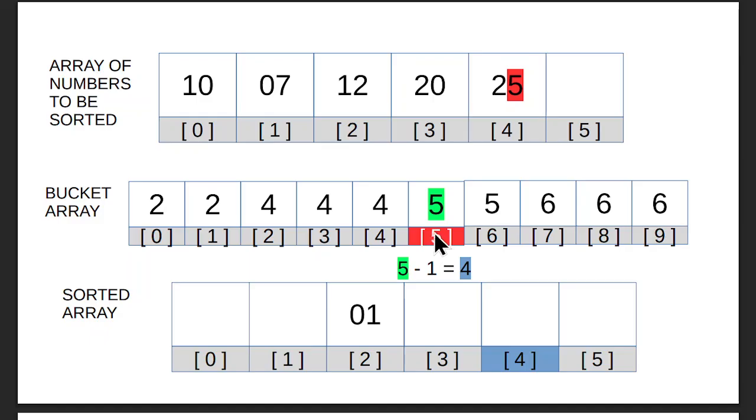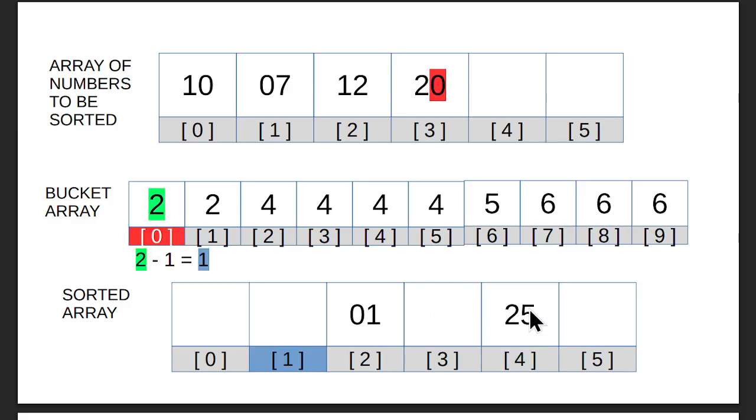Then on bucket number 5 we have position 5, which means that 25 will occupy the 5th position from the start. So 1, 2, 3, 4, and 5. So 25 would go to this position. Okay, and then again we reduce that by 1.